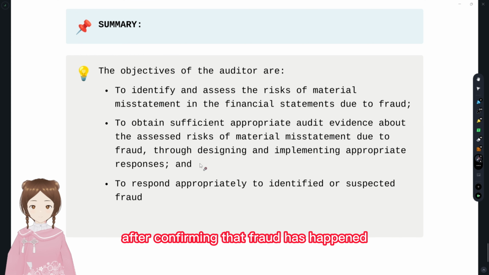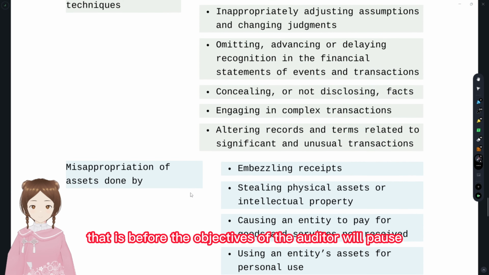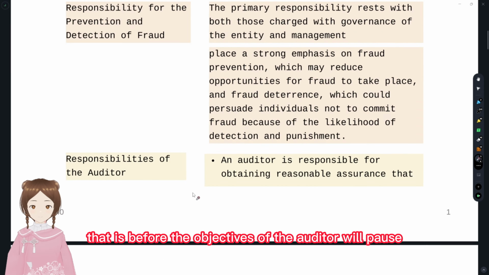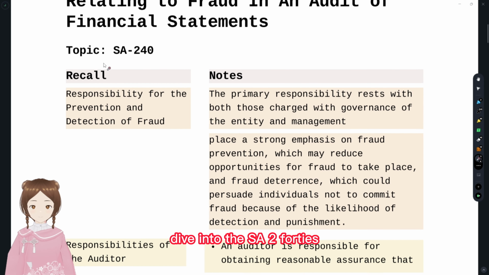After obtaining that, after confirming that fraud has happened, what does he have to do? He has to respond appropriately to the identified or suspected fraud. That's it. These were the objectives of the auditor. Now we dive into SA 240.